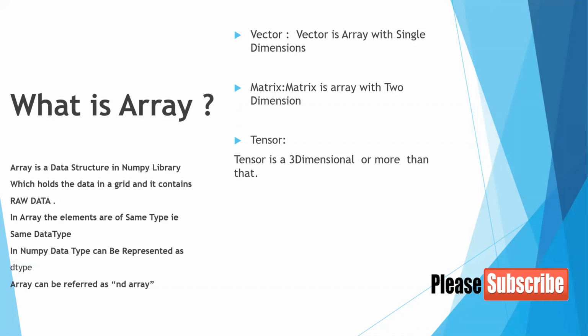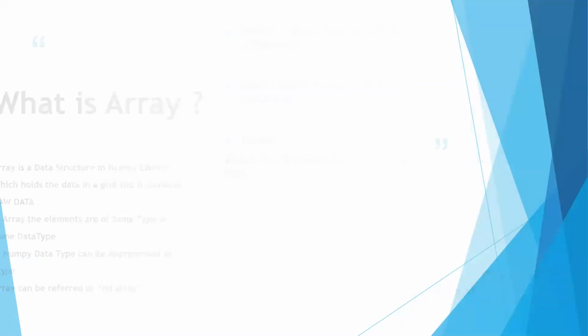And a matrix is an array with two dimensions. It consists of rows and columns, so you can differentiate what is a row and what is a column. That is what I mean to say. So it has two dimensions. Then a tensor is an array which has three dimensions or more. If an array consists of three dimensions or more, then it will be considered a tensor in NumPy. So these are very important words in NumPy to understand.